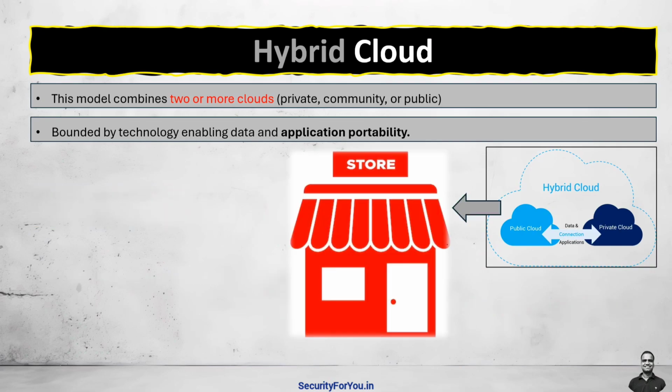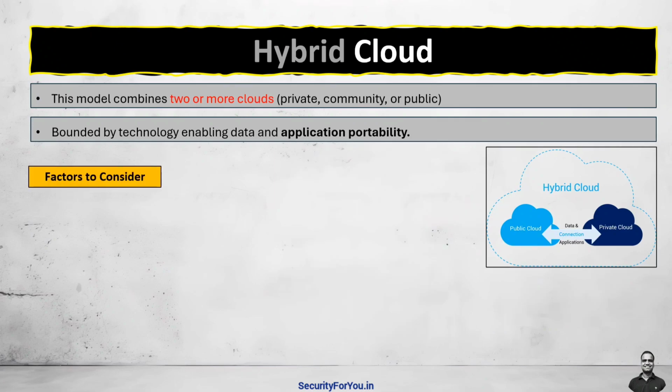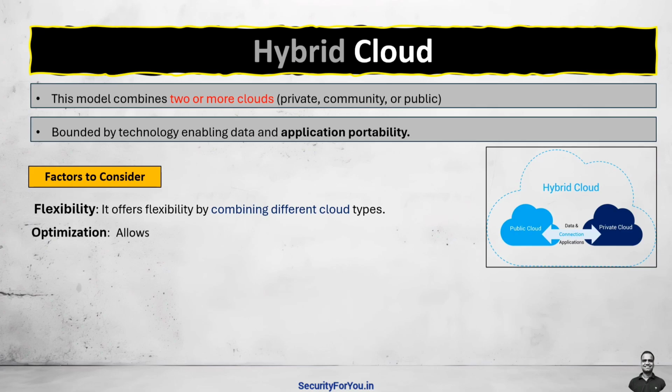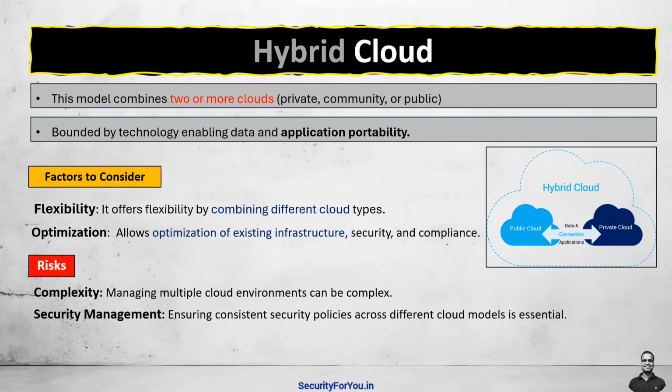For example, a retail company might use a hybrid cloud where sensitive customer data is stored in a private cloud while less sensitive information is managed in the public cloud, right? Factors to consider before choosing hybrid cloud. It offers flexibility by combining different cloud types, allows optimization of existing infrastructure, security and compliance. And some risks of hybrid cloud. Managing multiple cloud environments can be complex. Ensuring consistent security policies across different cloud models is essential.